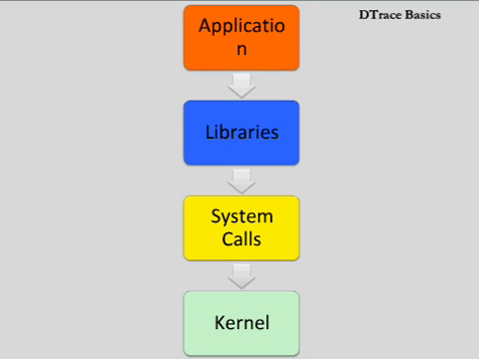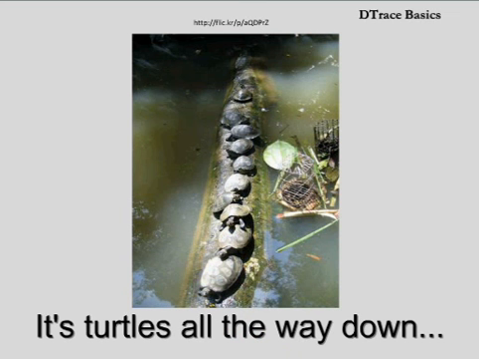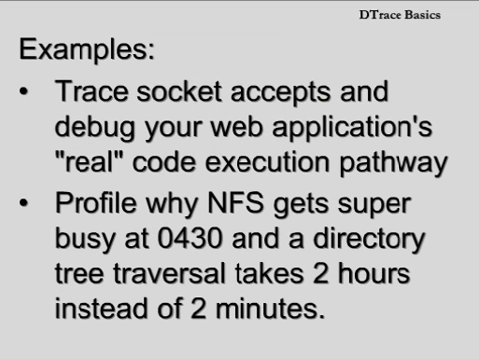So one of the things that DTrace really shows you is that it's turtles all the way down. And what that means is it's a reference to a story, which I will quickly tell you. There was a woman who was at a conference, and she was asking questions of the speaker, and he was explaining that the Earth revolved around the sun, and she said, no, it's actually the Earth travels in the back of a turtle. And the lecturer said, well, what's underneath the turtle? And she said, you're not going to trick me. It's actually another turtle. And he said, well, what's underneath that turtle? And she said, well, it's actually turtles all the way down.